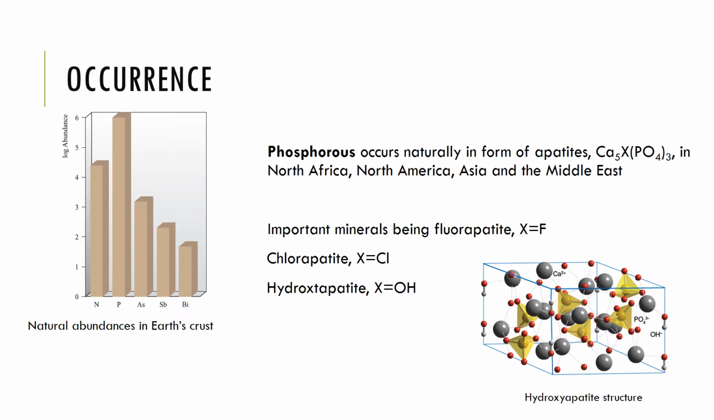And talking about phosphoapatites, phosphorus occurs naturally, and this is why it's so abundant, because it occurs naturally in these calcium phosphoapatite structures, and you can find it in North Africa, North America, Asia, and the Middle East. And you can see the hydroxyapatite structure there on the bottom right.